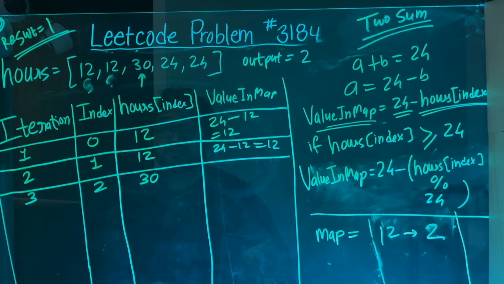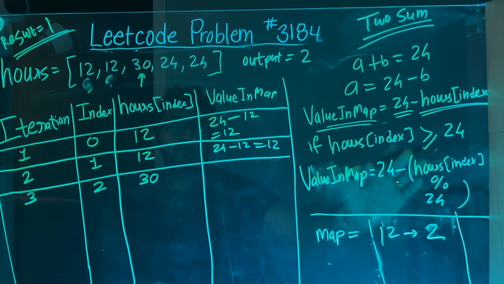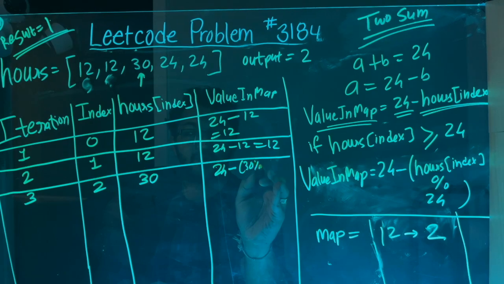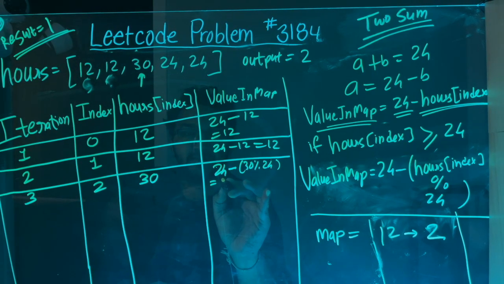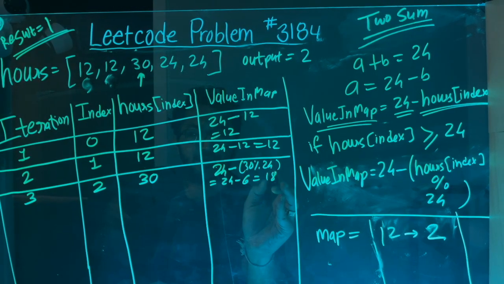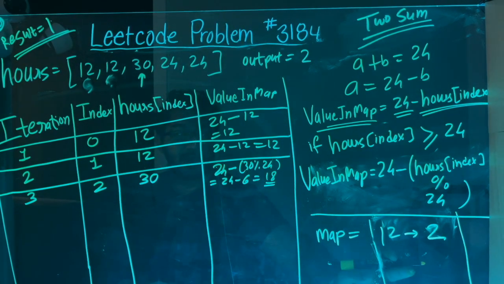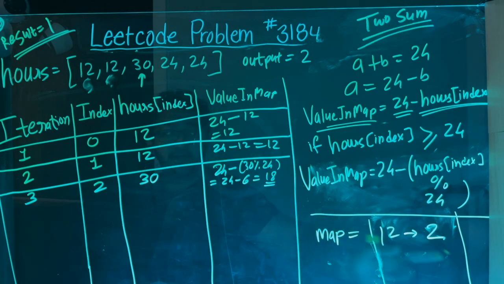Okay, so value in the map. In this case our hour is greater than or equal to 24, so we are going to use the modulo of 24. The value in the map is 24 minus 30 modulo 24, so it's going to be 24 minus 6, which is 18. So we are looking for whether 18 exists in our map. It's not. We don't have 18 in our map.